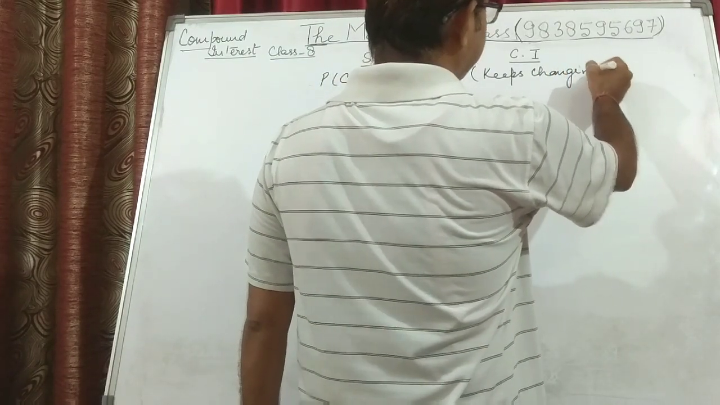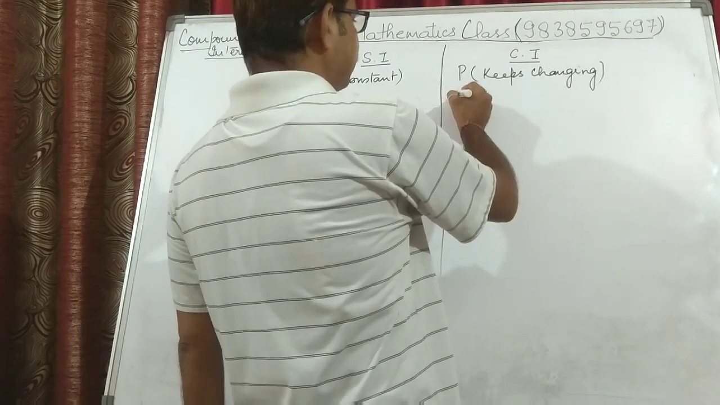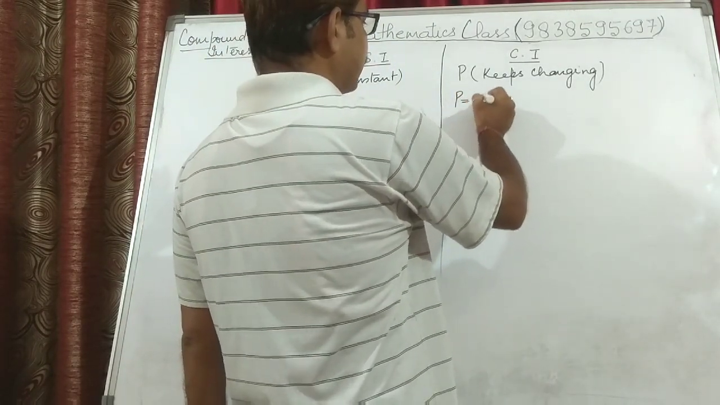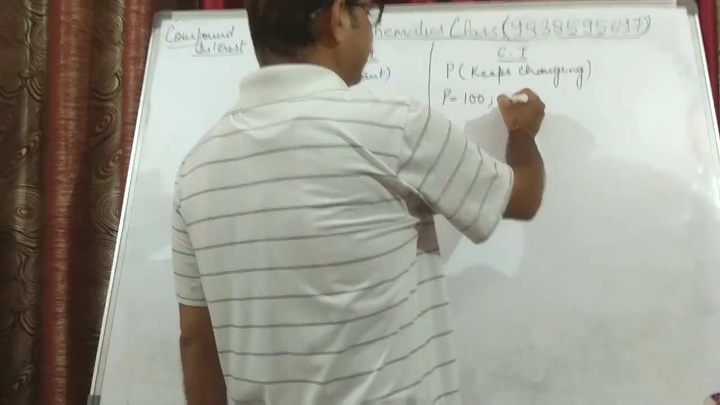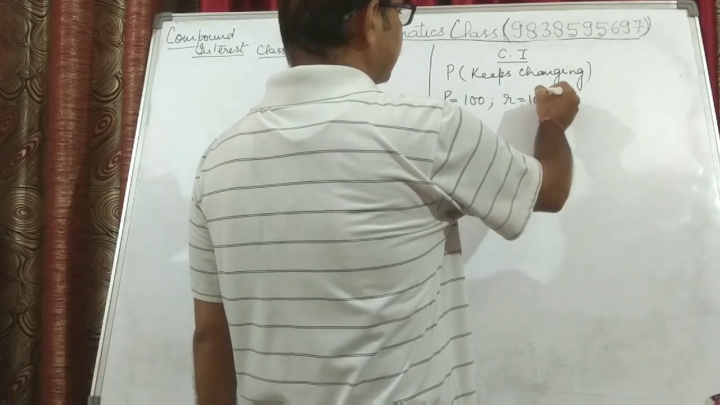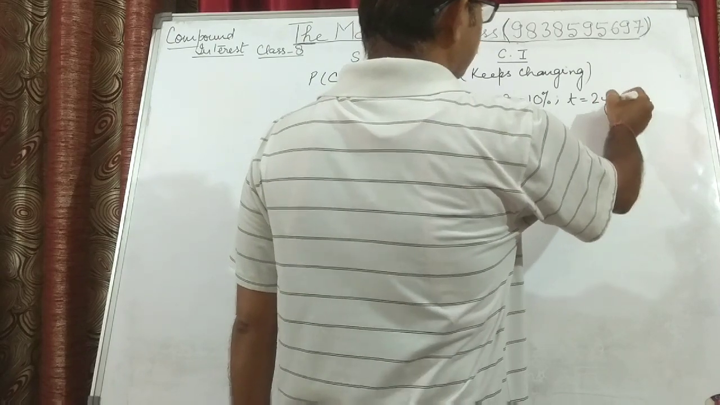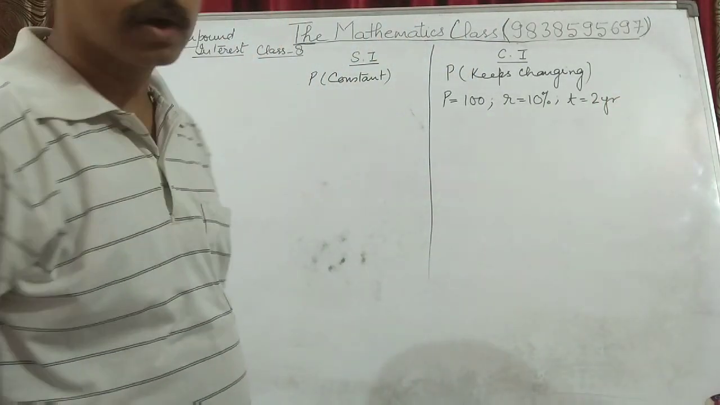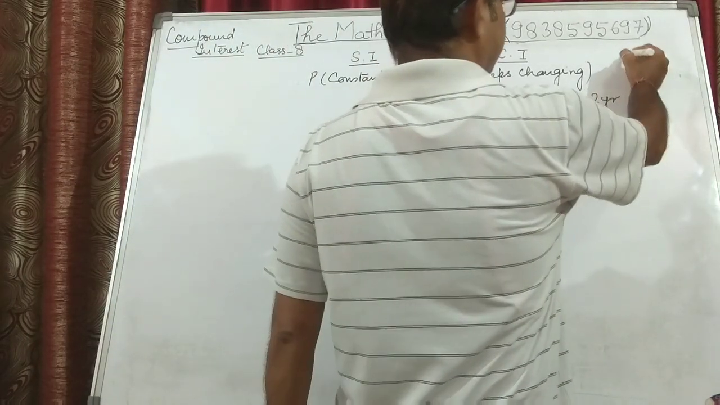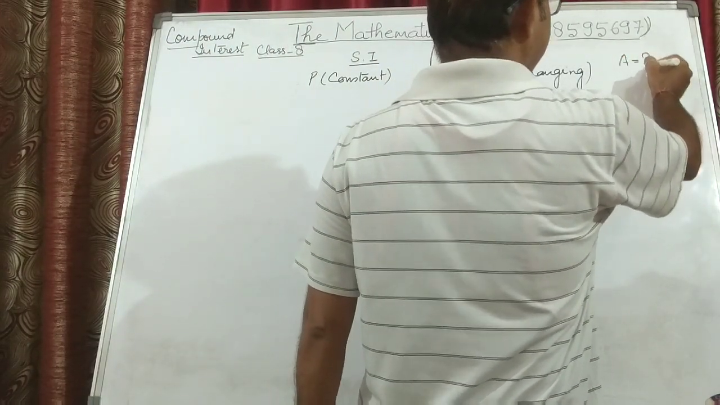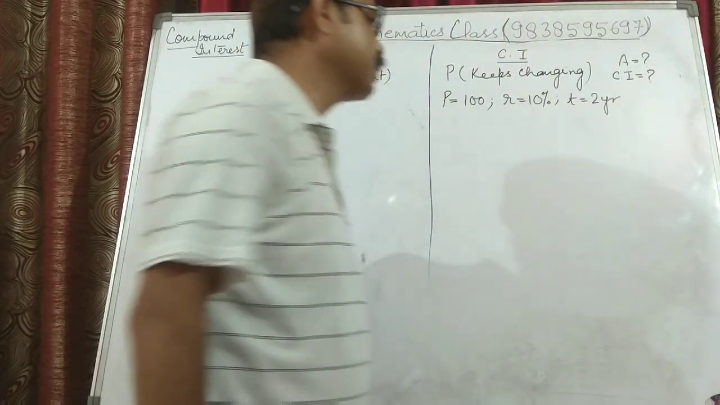Now I will take one example. Let us say that we submitted some money to the bank, that was rupees 100, and let us say that the rate was 10% and time was 2 years. So what will we find? Suppose you have to find out the amount and compound interest at the end of 2 years.